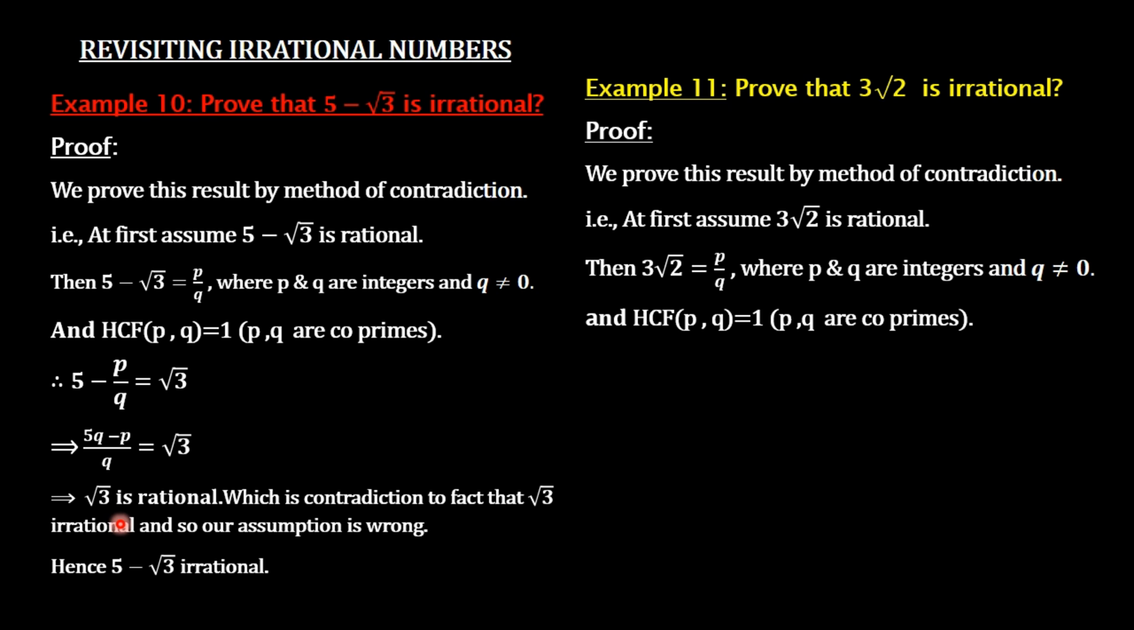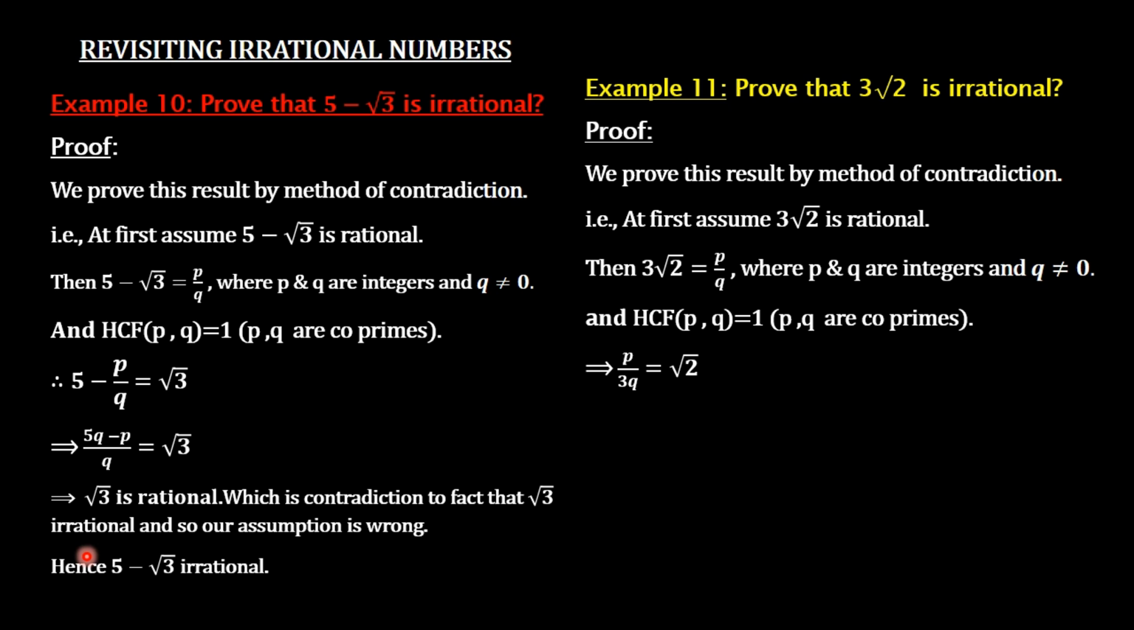Then what is 3 root 2? We are taking the integers to one side, so 3 goes to the denominator, then root 2 equals p by 3q. Here, as in the previous problem, root 2 equals an integer p divided by an integer 3q. That is, q not equal to 0, and 3 also not equal to 0, which means 3q is not equal to 0. So what do we get? Root 2 is a rational number. Why? Root 2 is equal to an integer by another integer.